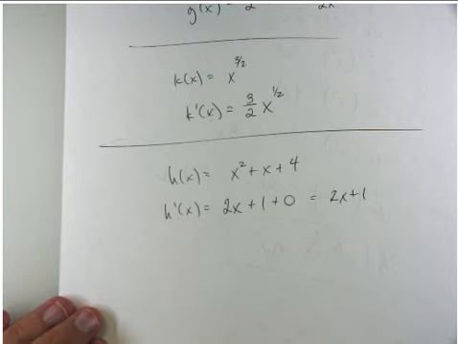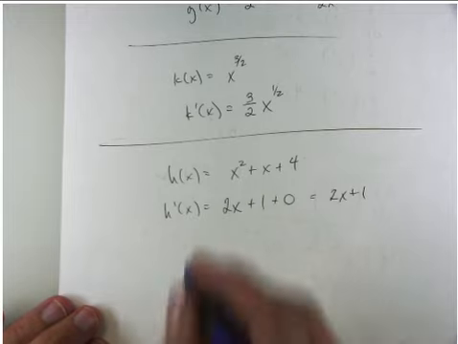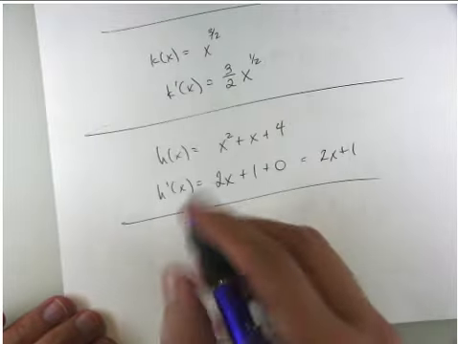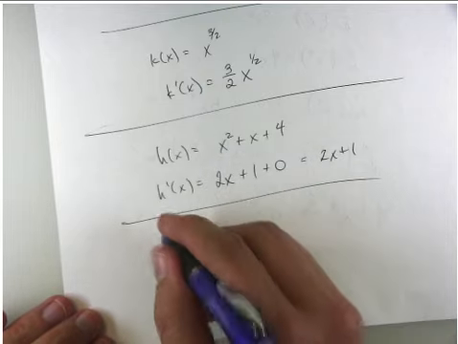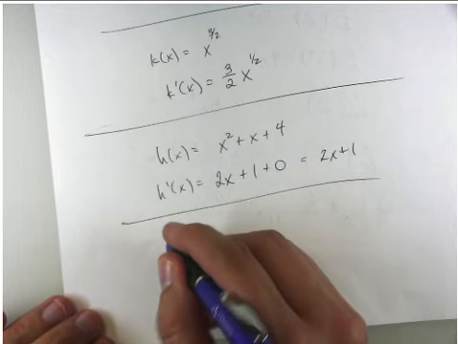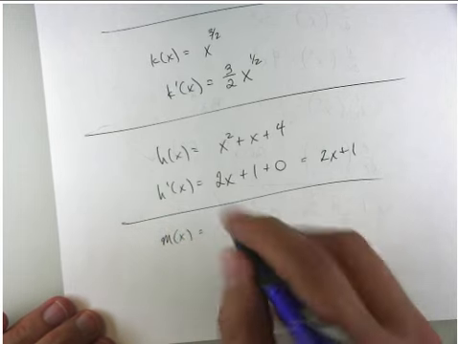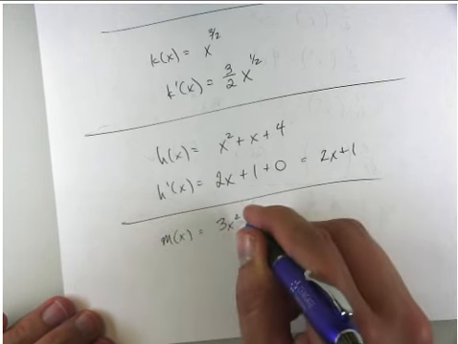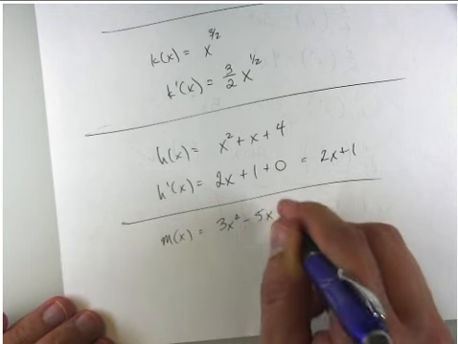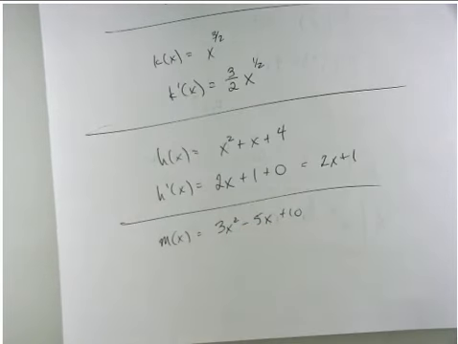Why didn't I show you this last week? So you didn't spend all weekend doing it the hard way, right? What about this, though? Not all polynomials look like this. Sometimes we see things like m of x equals 3x squared minus 5x plus 10, something like that.